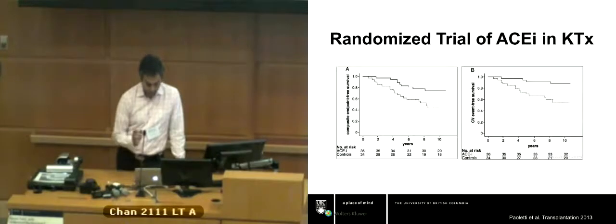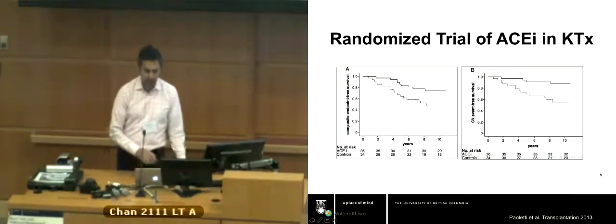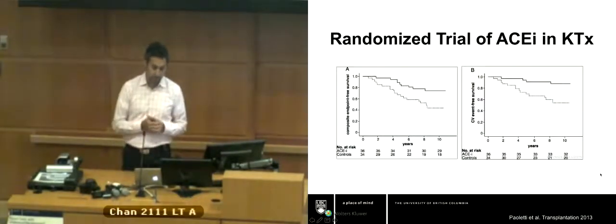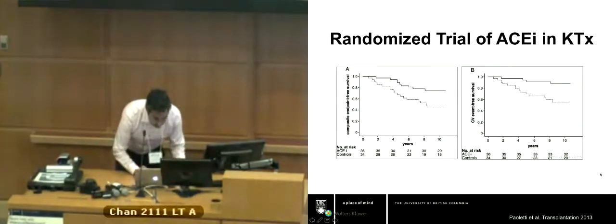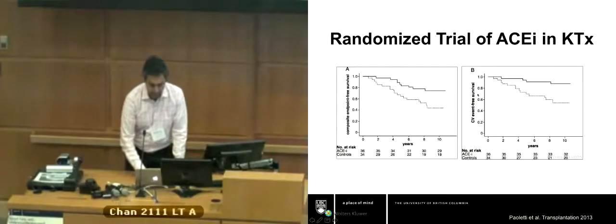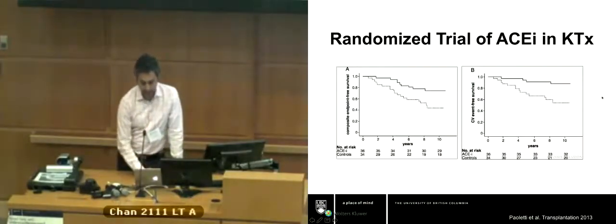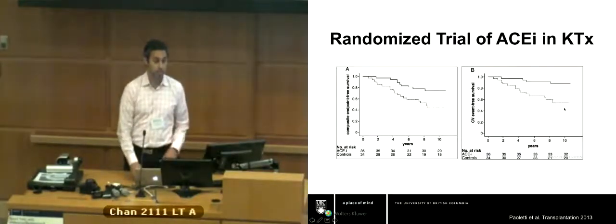In this one small study published in 2013, once again after the meta-analyses were published, this only had, I think, about 60 patients, 36 in one arm, 34 in the other arm, showing a composite endpoint survival benefit to ACE inhibitors compared to placebo, as well as cardiovascular event-free survival that was statistically significant, with p-values less than 0.01 and 0.02.